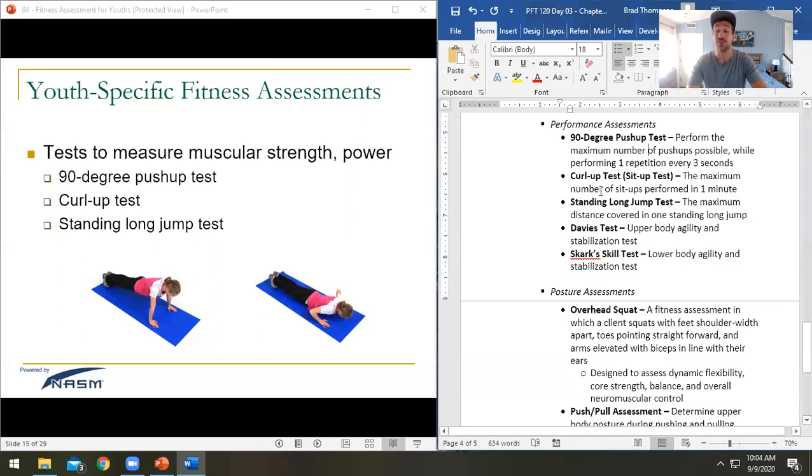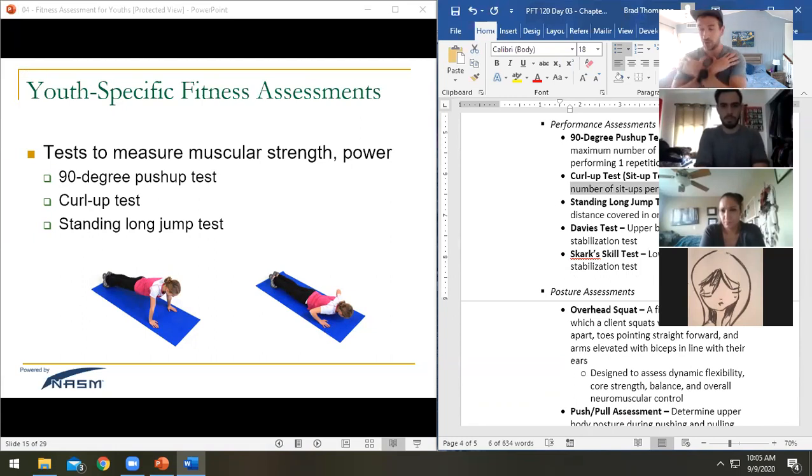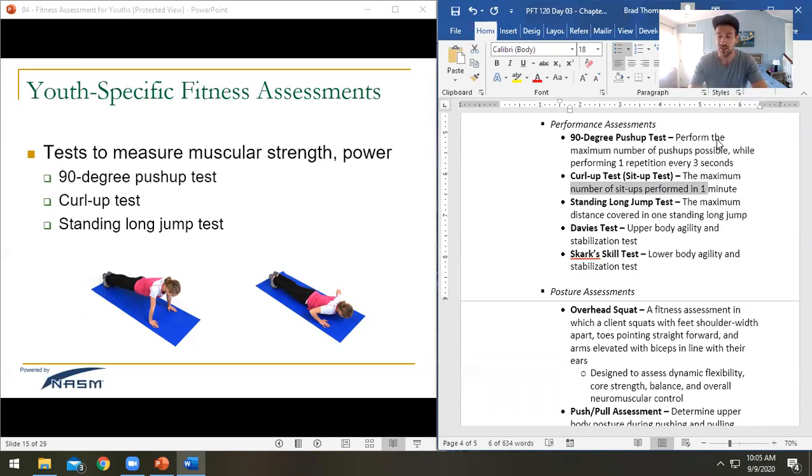There's also the curl up test, which isn't what you think it is. It's the number of sit-ups performed in 1 minute. I don't know why they call it a curl up test instead of a sit-up test. I don't have an answer for that. But 60-second timer, how many sit-ups can they do? Hands go like this, elbows touch upper thigh. So when you bring your elbows up, you have to get a little touch there, and that's 1 rep, okay? And that's how you ensure that it's standardized, right?